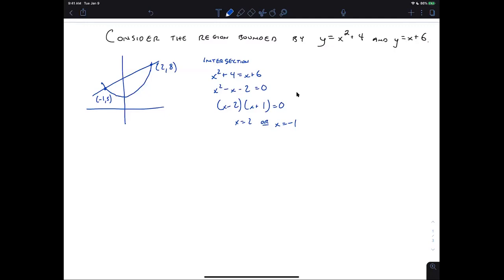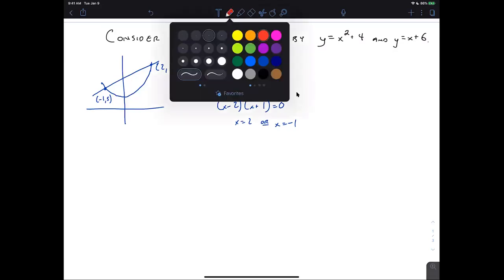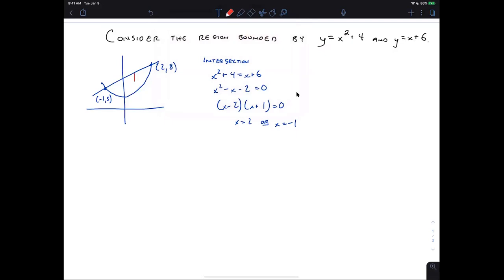Okay. And so now which way would be a preferable rectangle? Would the rectangle be better if we went up and down or left to right, or would it not matter on this region? Up and down. So if we draw one that goes up and down, the top boundary is always the line. The bottom boundary is always the parabola. The base of the rectangle is dx. Does that make sense?